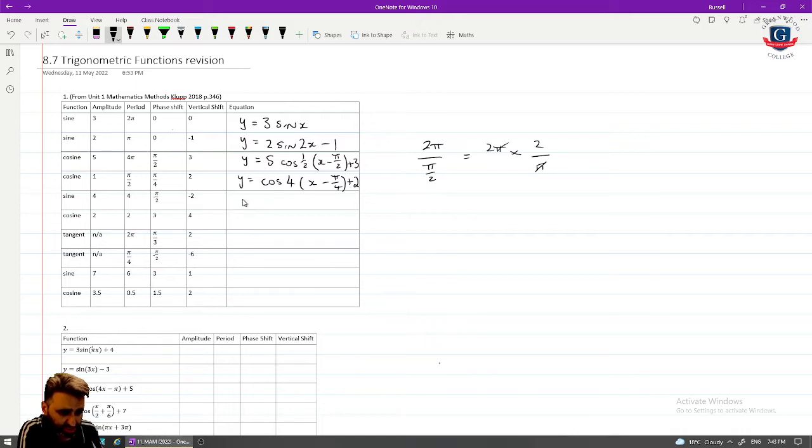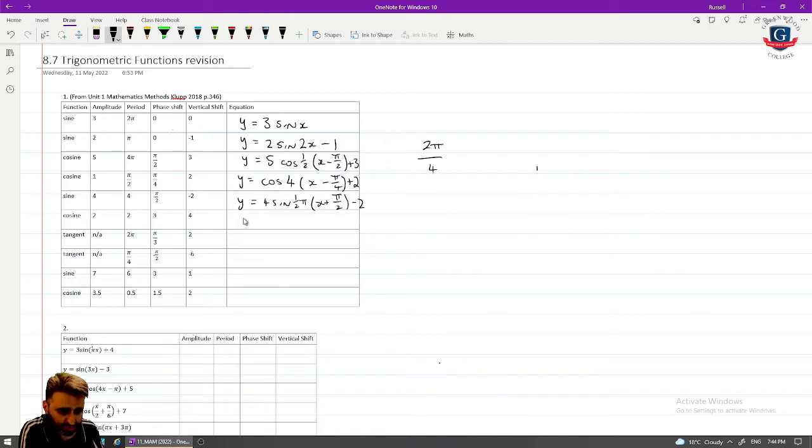Now looking at this sine one, y equals 4 sine. Now this time we have 2 pi divided by 4. So that's going to be half pi. X plus pi on 2. This is negative. Take 2.